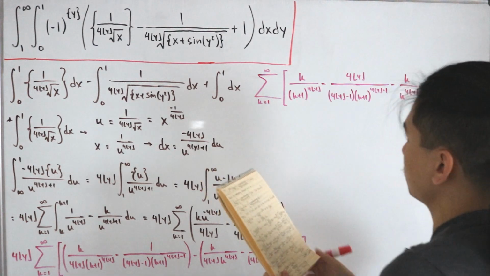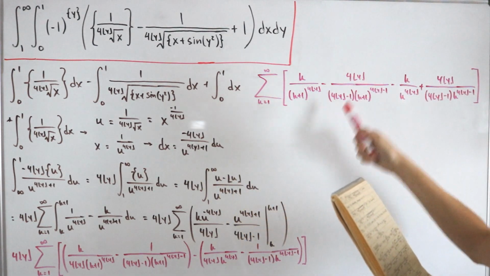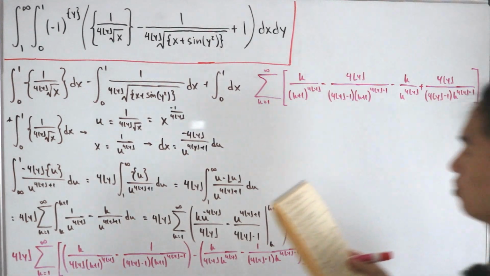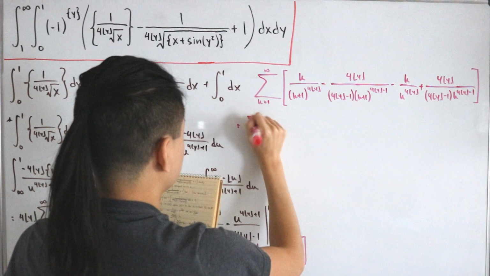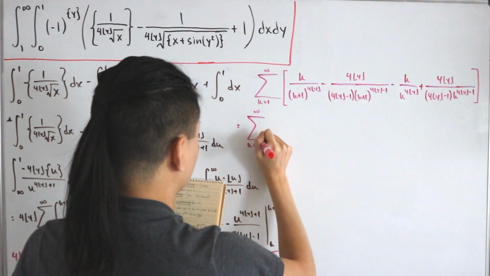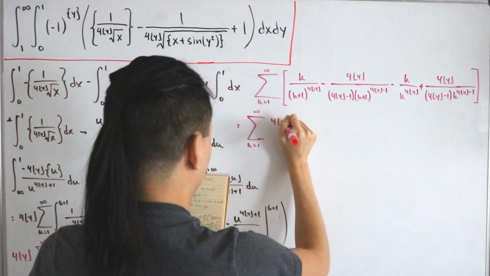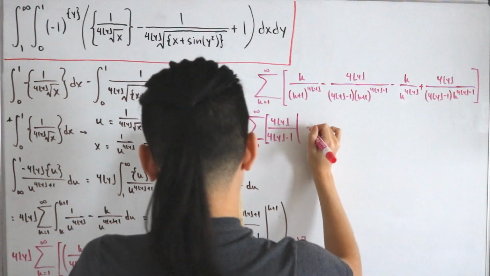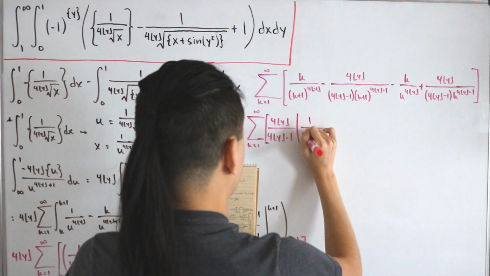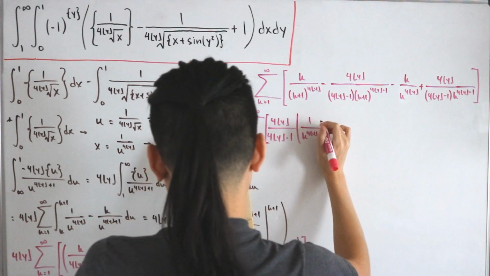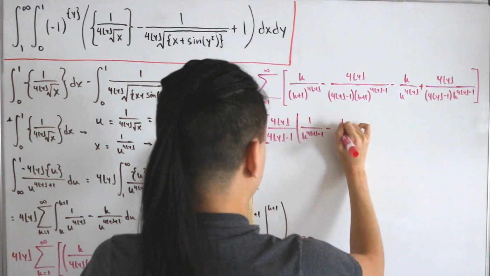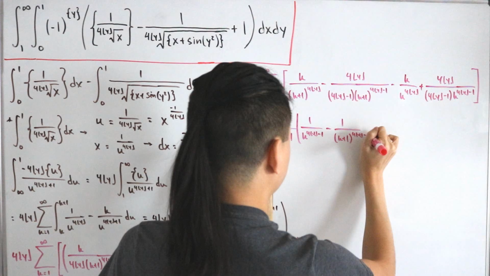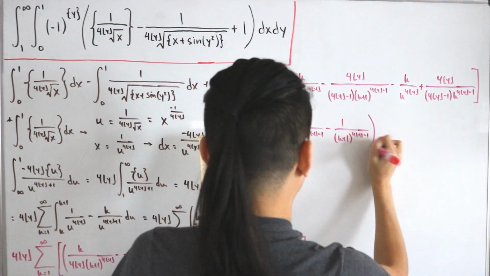Now you'll notice that we can factor out 4 floor y divided by 4 floor y minus 1 from these two terms over here. So continuing forward, the infinite sum, k equals 1, what we factor out here is 4 floor y divided by 4 floor y minus 1. And I'll factor this out, so we have 1 divided by k to the power 4 floor y, then subtract this with 1 divided by k plus 1 to the power 4 floor y minus 1. Okay, so that leaves things off.